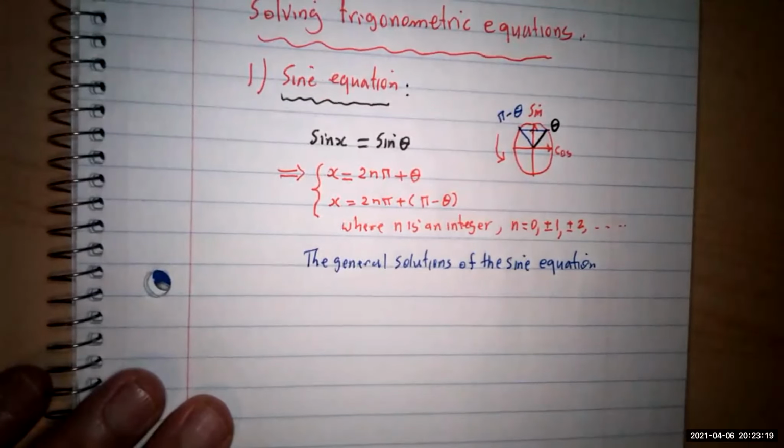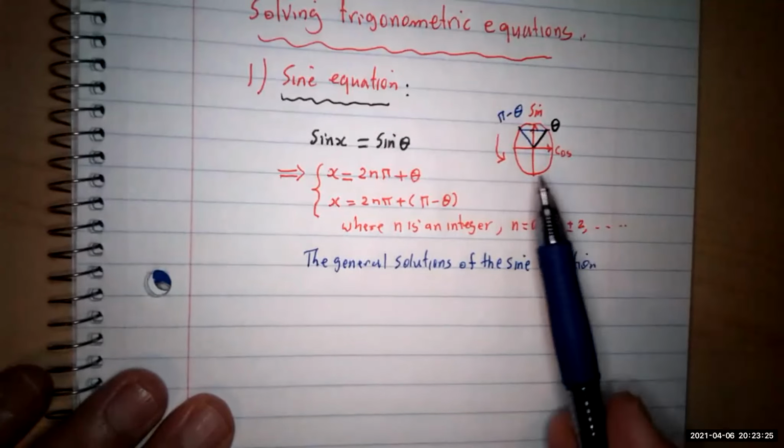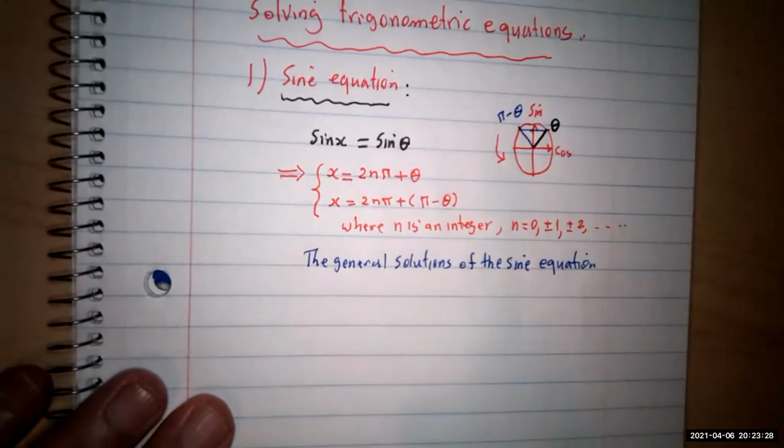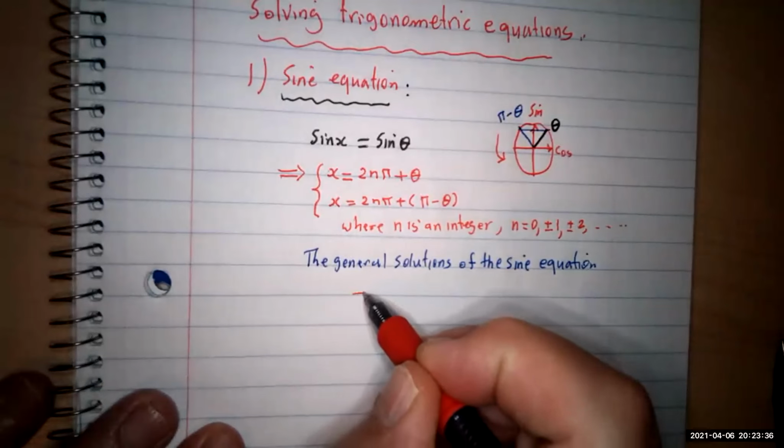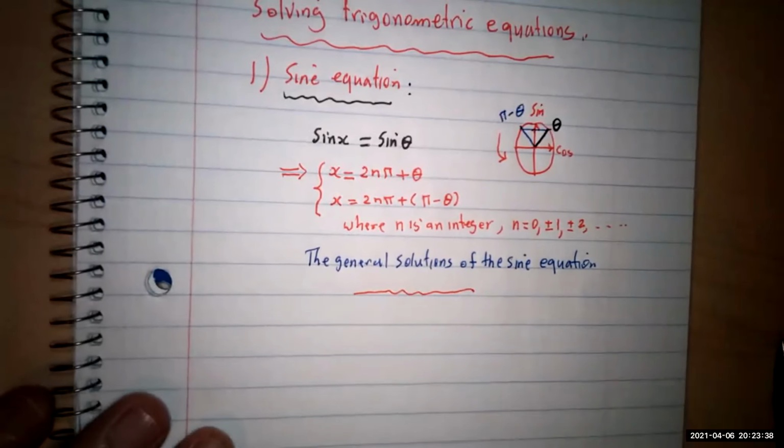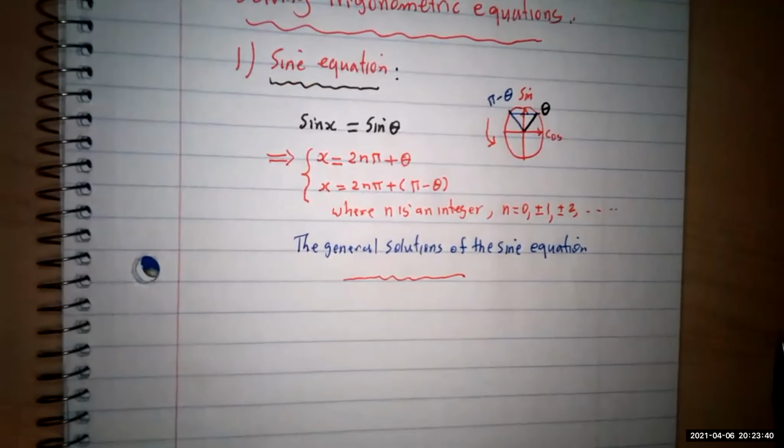But most of the time, they may ask you for some specific solutions, okay? A specific solution is going to be one between 0 and 2 pi. Those are going to be easy to find. So we're going to explain how we're going to do it. Okay, so this is the sine equation. Any question?